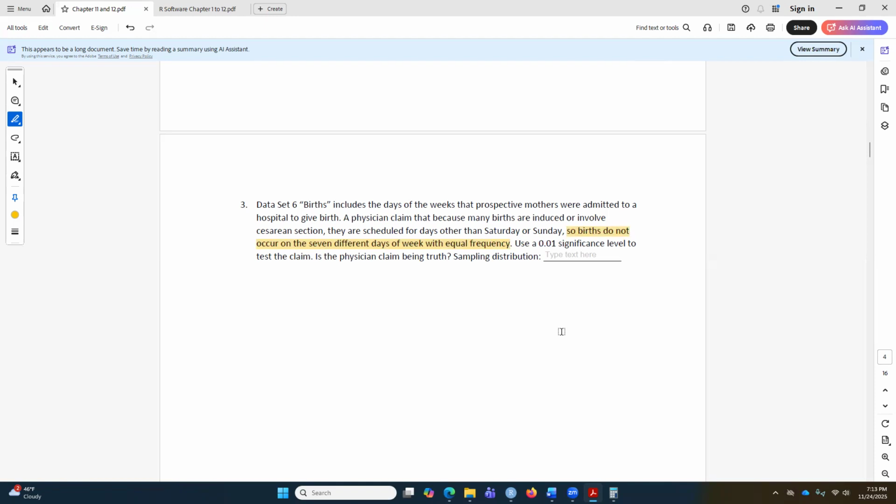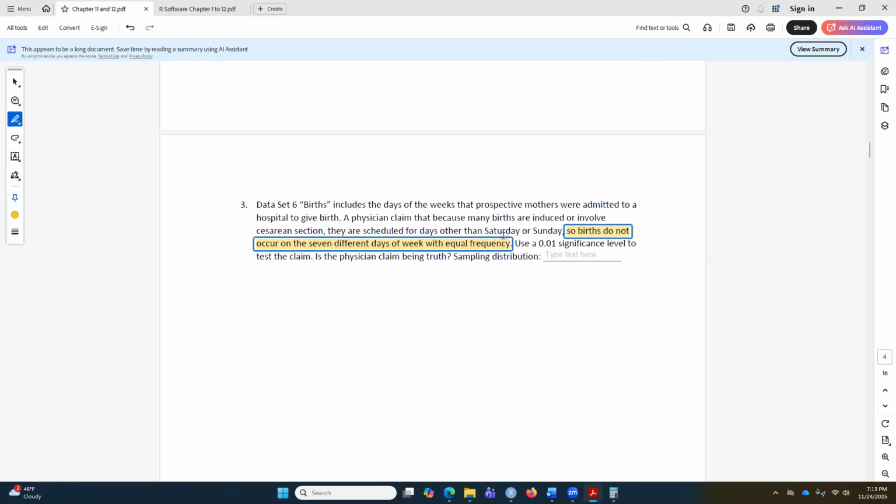What does that mean? They found out that a lot of prospective mothers who want to give birth usually give birth on Saturday or Sunday, because those are the days that the husband gets off, or there's no work, and it's better to give birth that day so the husband can help. So what they say is, you know what, it's not the same thing. What the physician claims is that if the mom has to give birth, she has to give birth. It doesn't matter if it's Monday, Tuesday, Wednesday. So births do not occur on the 7 different days of the week with equal frequency.